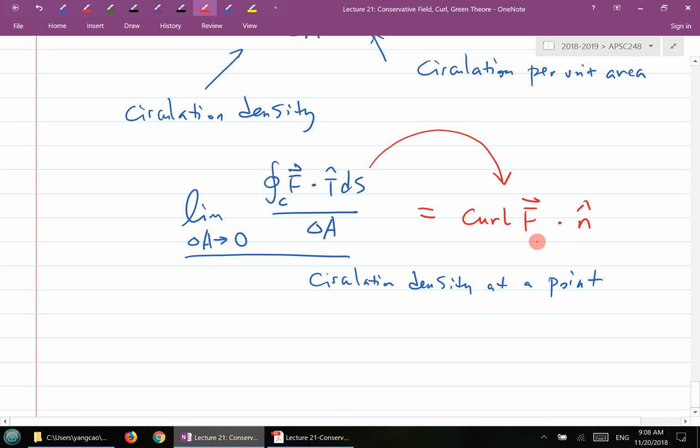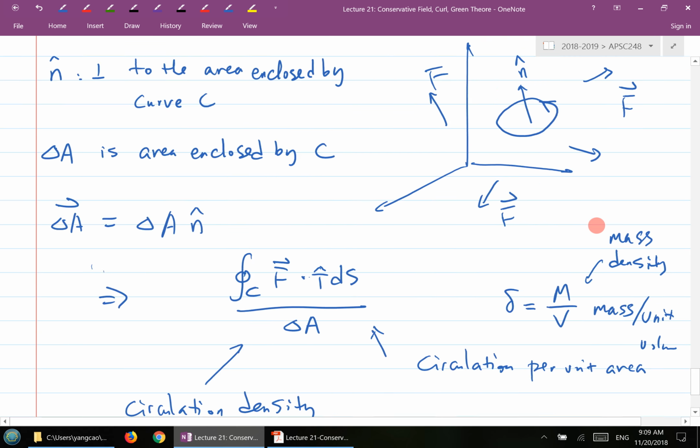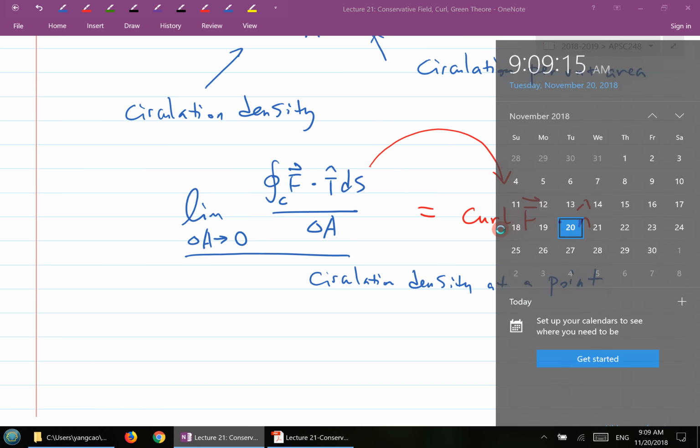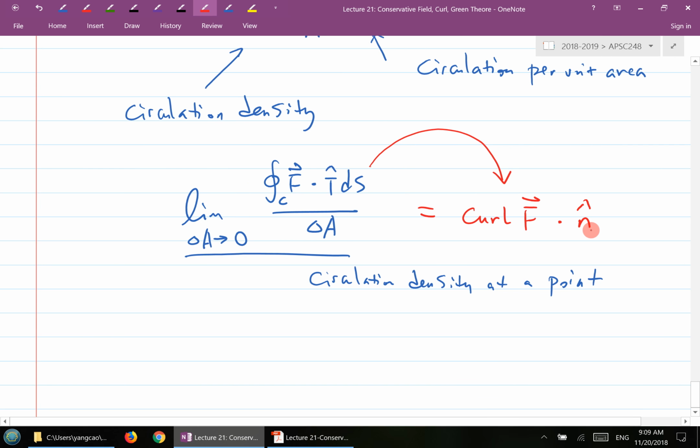That's right. So curl F, first of all, it's a vector, right? And then you're using this to dot the n hat, which is what direction? That perpendicular direction representing the orientation of the curve C. Okay? So when you use this curl F dot that n hat, you get the circulation density at that point, in particular with respect to that curve C, which has the orientation n hat. Does that make sense?